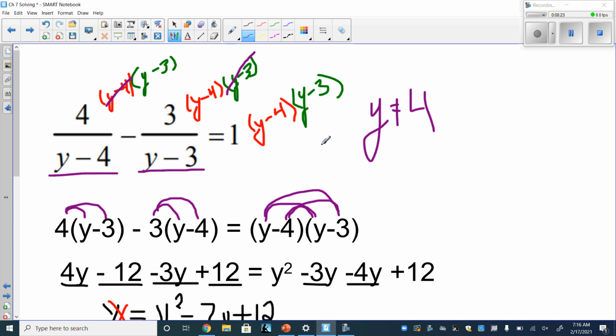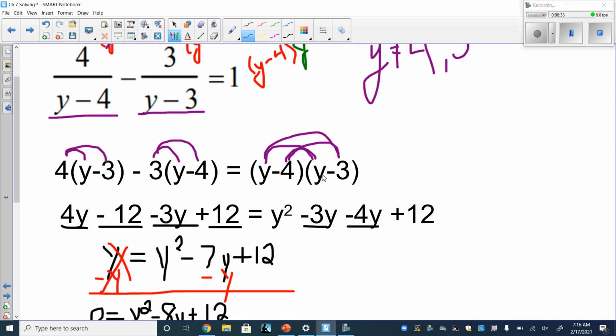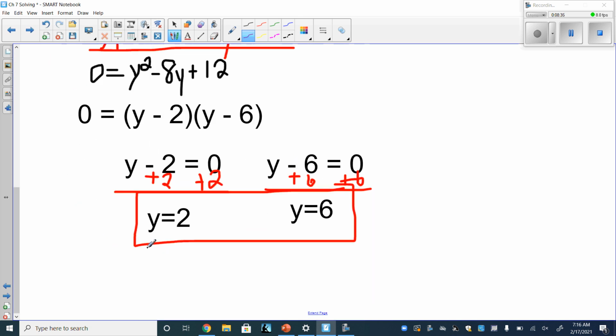Here we have y minus 3. Well, y cannot be 3 because 3 minus 3 would give us 0. So in this one here, y cannot be 4 or 3. If we look at our answers, 2 and 6, neither one of those is a restriction. So these here are our two answers. And that's all we have to do for this here.